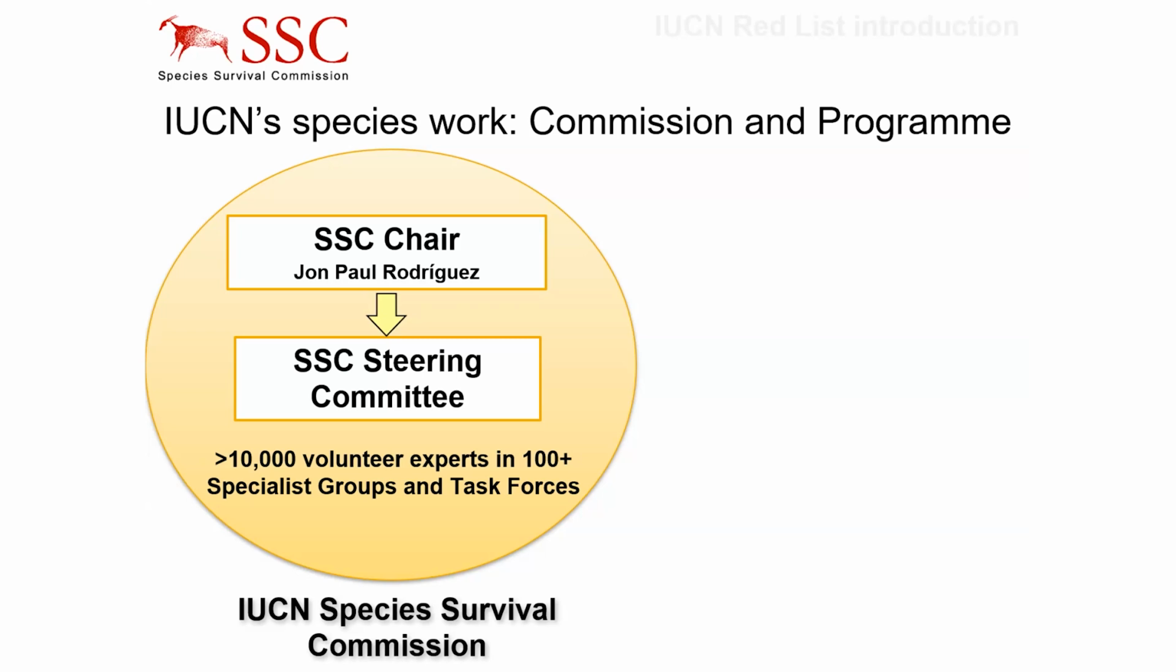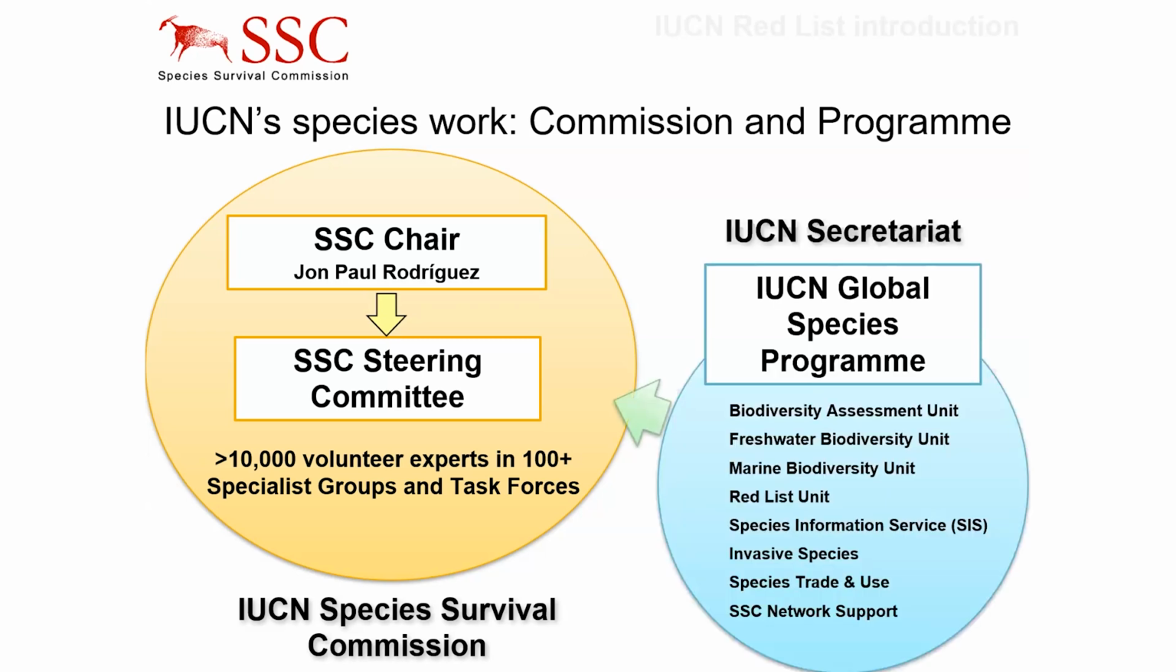which focus on taxonomic issues. And these experts provide the knowledge and data that go into the Red List work, and they work closely with the IUCN Red List unit to review the Red List assessments. And the Species Survival Commission is headed by a chair, and it is guided by the steering committee. The work that the Species Survival Commission does receives technical support from the IUCN Global Species Program.